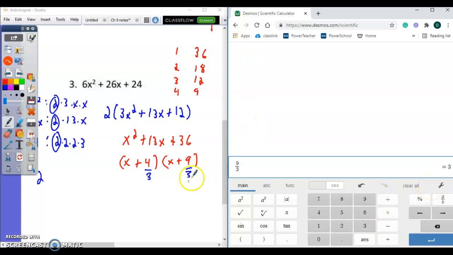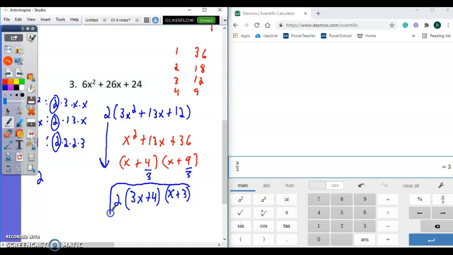So I rewrite this as x plus 3. And since this is reduced, the 3 now goes with the x: 3x plus 4. So there's my factored part. Then I bring this 2 down and put it on the outside. And that's the final answer. So that is factored completely.